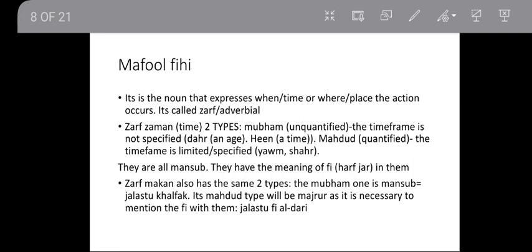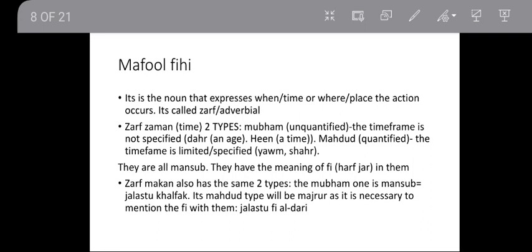So dharf zaman just means an adverbial noun regarding time. So zaman just means time. So it's going to describe the time when the verb took place. And there's two types because there's two ways of qualifying time. You can either say a period. The time frame could either be unspecified, like dahr.